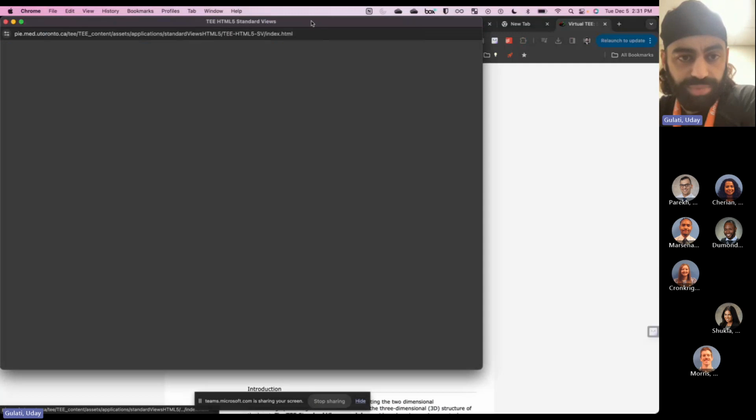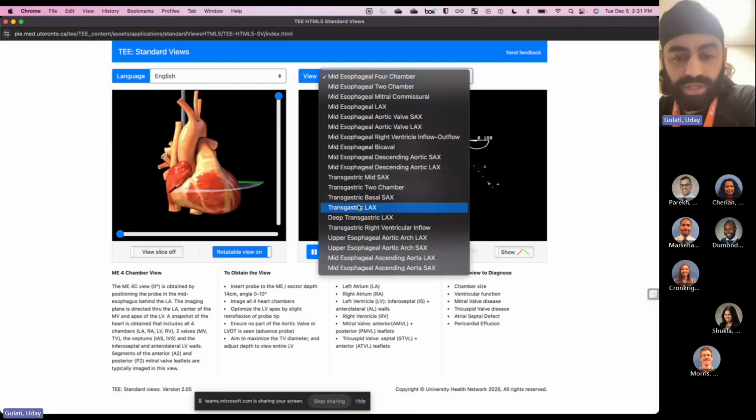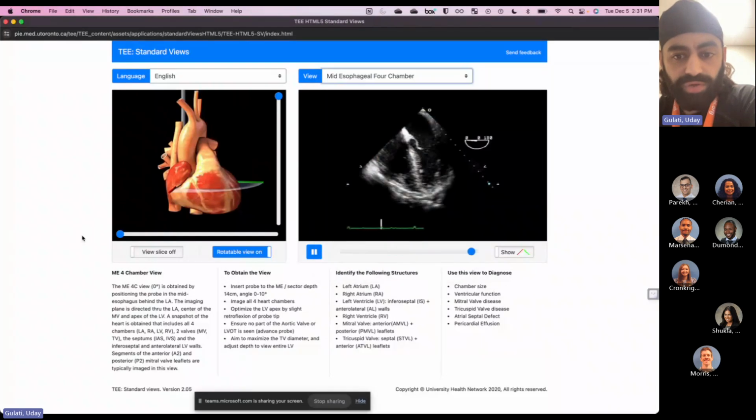And so this is obviously built for the anesthesiologist. You can access all 20 views. There's a lot of them, but that's not what you guys need to know. Are you guys able to see the moving pictures clearly?